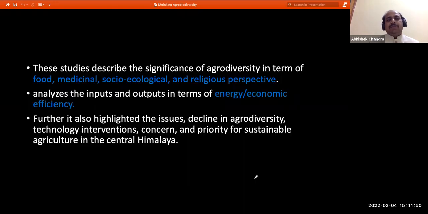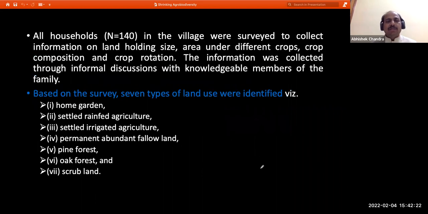And this study will focus on the significance of biodiversity in terms of food, medicine, medical purposes, sociocultural, and religious perspectives. So we analyze the input and output in terms of energy and economic efficiency, and it will highlight the decline of biodiversity, technology and inverted concern of the priority to sustainable agriculture in the central Himalayas.